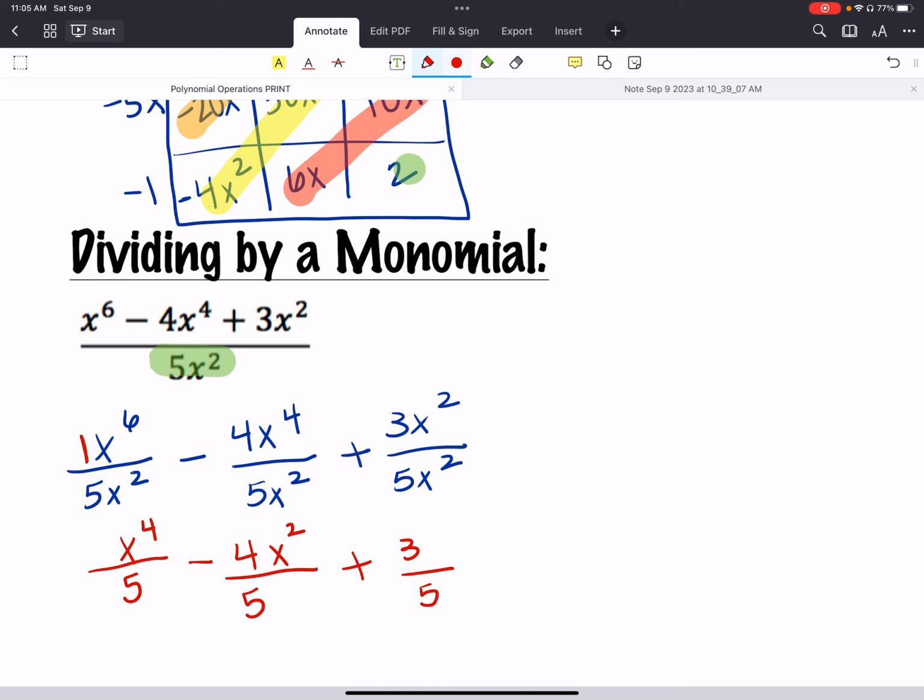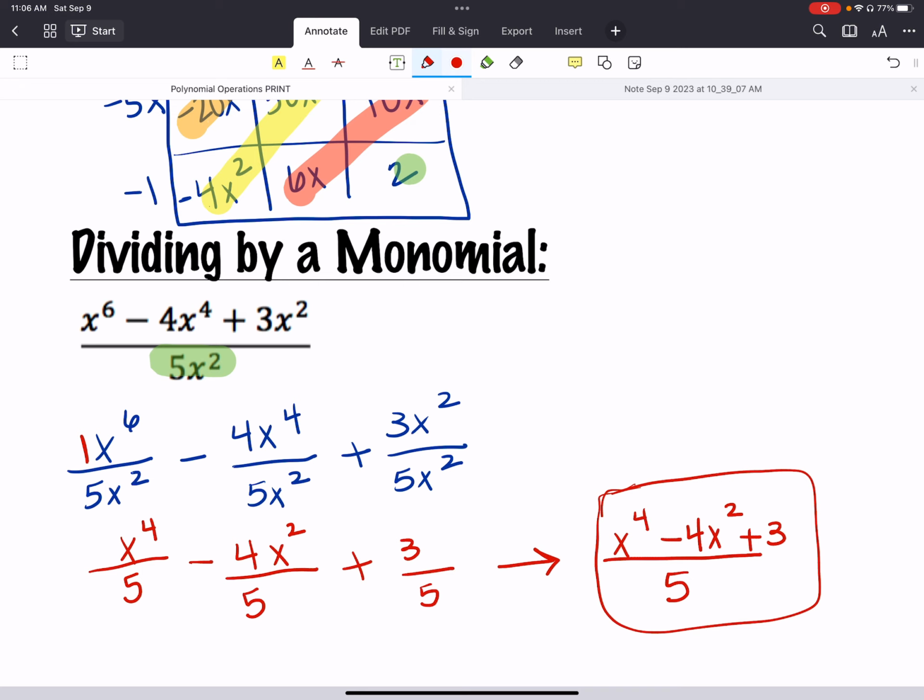So then if we look, our fraction here has 5s on the whole denominator. So I'm just going to simplify this down to one fraction to put it back to kind of like how our original problem was. So I'm going to keep a 5 on the bottom, and then on the top, I'm just going to write my terms using the addition and subtraction. So x to the 4th minus 4x squared plus 3, and that is our final answer.